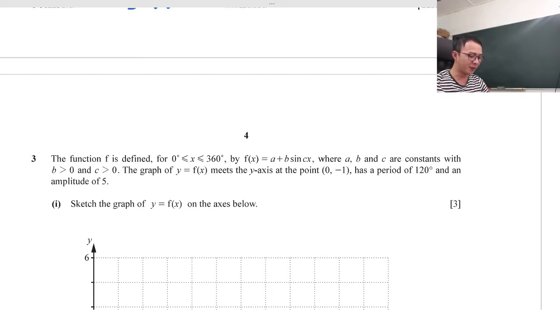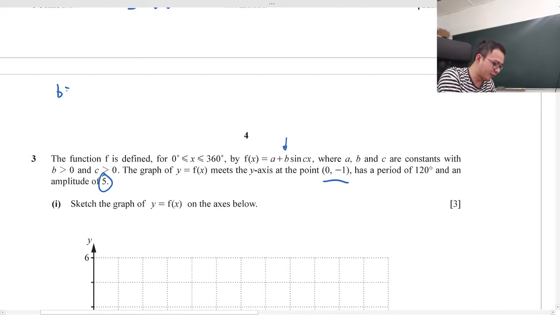Alright, so the graph will meet the y-axis at the point (0, -1), and have the period as 120, and an amplitude of 5. So yeah, quite straightforward. We have the amplitude of 5, so you know amplitude is the position of the b here. Because a lot of students will just remember amplitude is A, but you need to actually see the equation carefully. In this case, it is not A. So therefore, I know my B equals 5, quite straightforward.